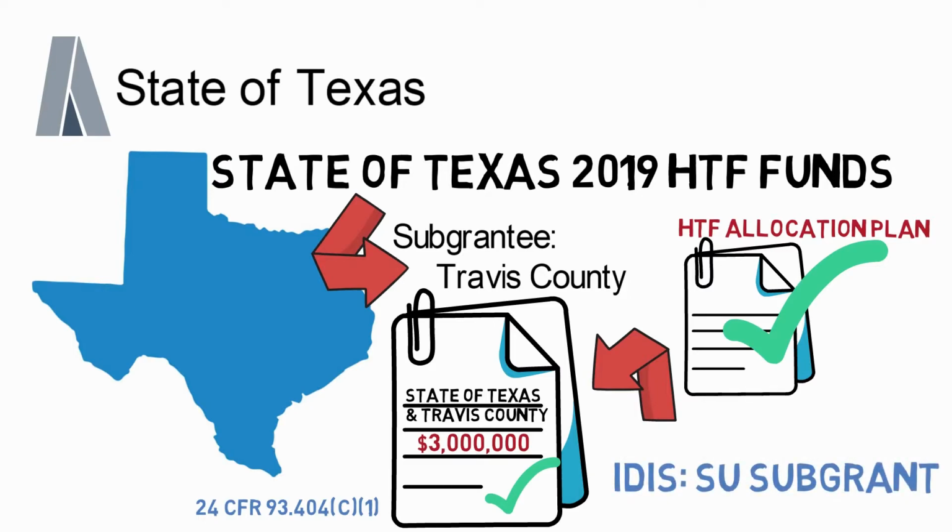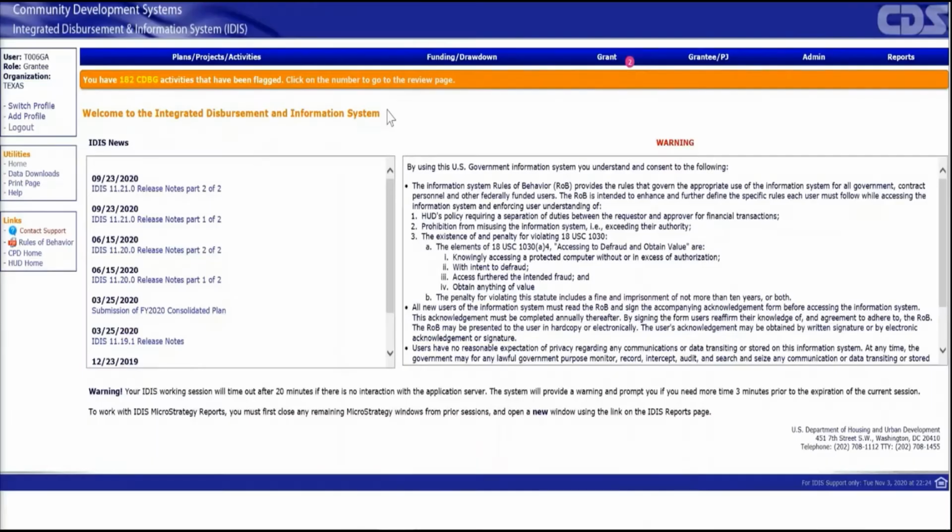Once the subgrantee written agreement has been executed, the state can set aside funds for Travis County in IDIS by creating an SU subgrant for the county. Let's create an SU subgrant for Travis County. First, we will need to create the SU subfund. Remember, subgrants are a subset of subfunds, so before subgranting SU funds, we must first establish an SU subfund.